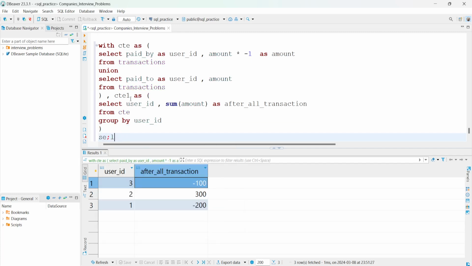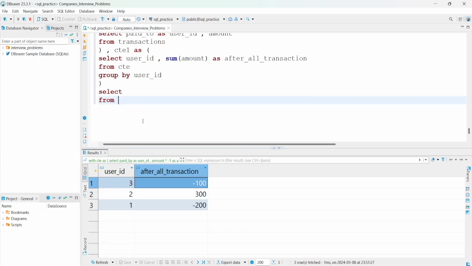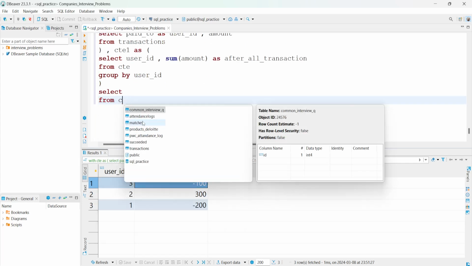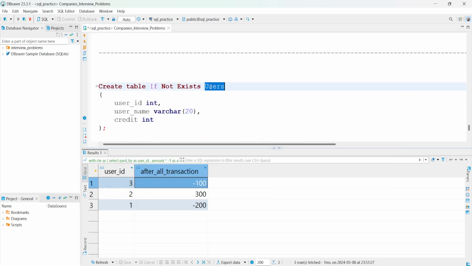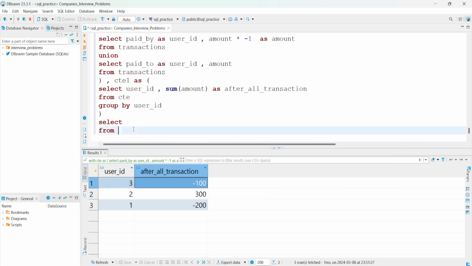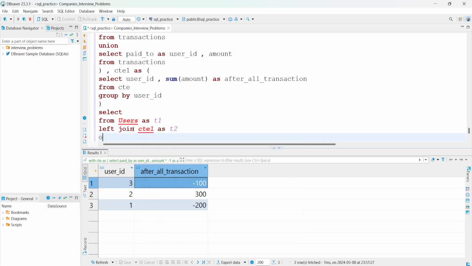So we can write cd1 as, and let me do this. We can write select from cd. Okay, instead of cd, let me use that table, user. So we can write user as t1, left join cd1 as t2 on t1 dot user.